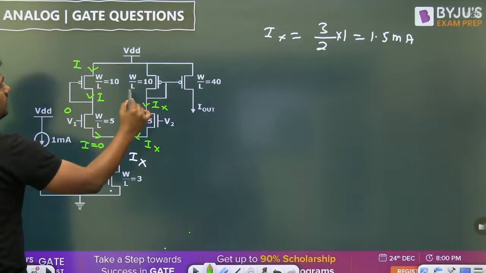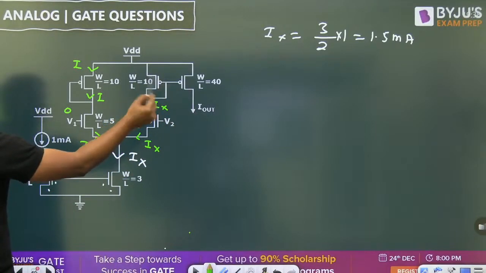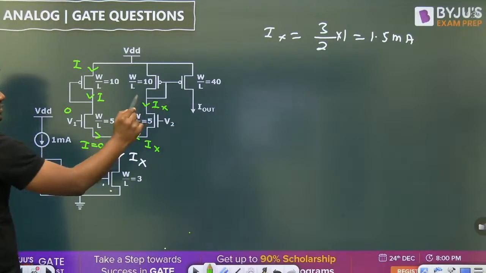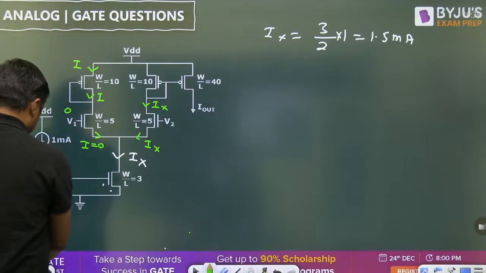Now this too will make a current mirror, right? But it is a PMOS, P channel MOS. Okay, no problem. Now this I out, in case of PMOS, again we are having the current mirror circuit like this.